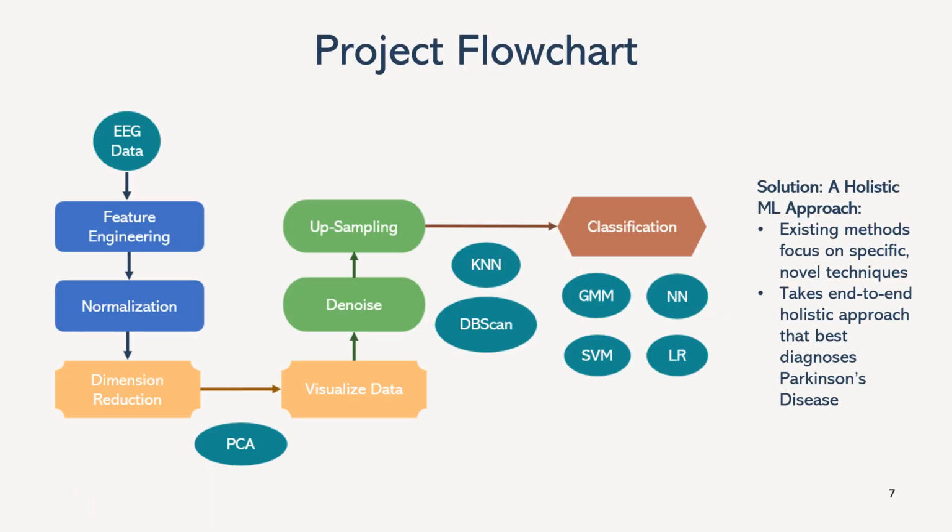So here's a flowchart of my holistic machine learning approach, which highlights very key parts of my solution. Most importantly being dimension reduction, noise reduction, and upsampling, which many state-of-the-art approaches, such as the papers that I've mentioned before, have overlooked in favor of more sophisticated models.